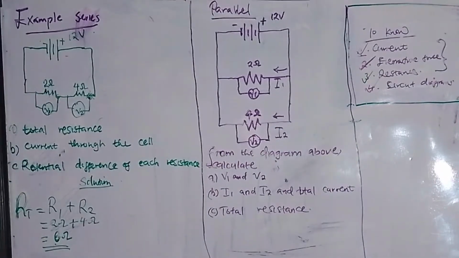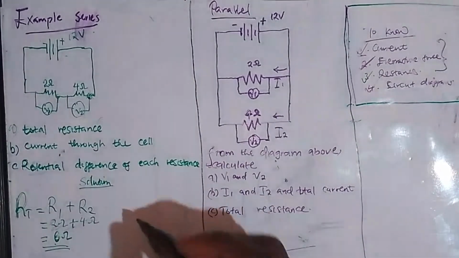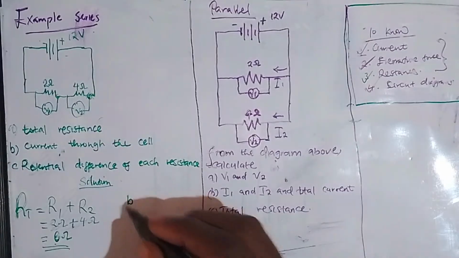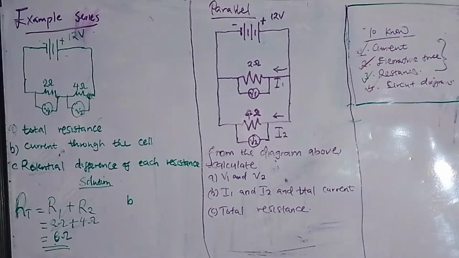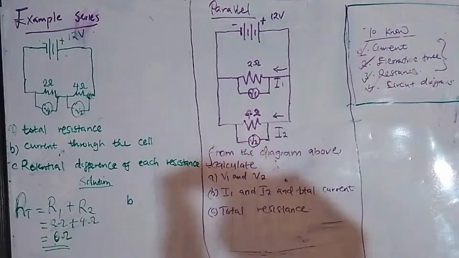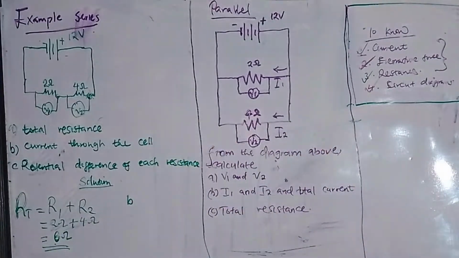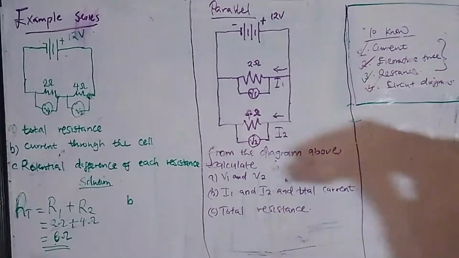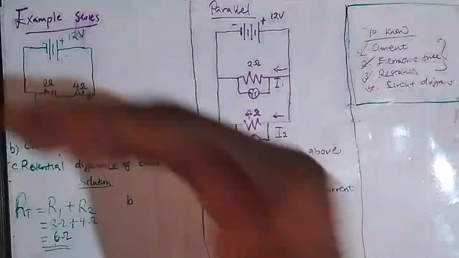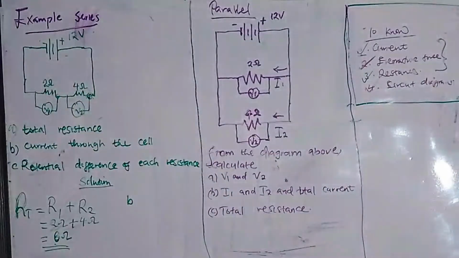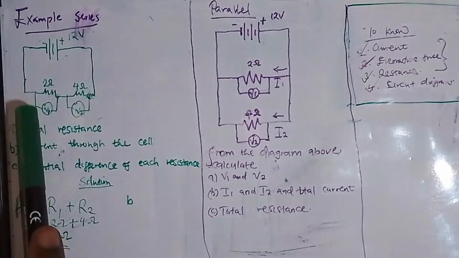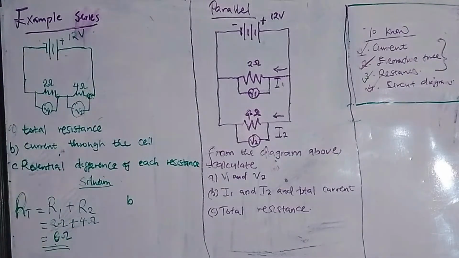So continuing with our question. Part B is saying calculate the current through the cell. Remember what we said? We said that current in a series circuit is always the same. Meaning the current passing through the 4 ohm resistor and the current passing through the 2 ohm resistor are one and the same. So how do we calculate the current?